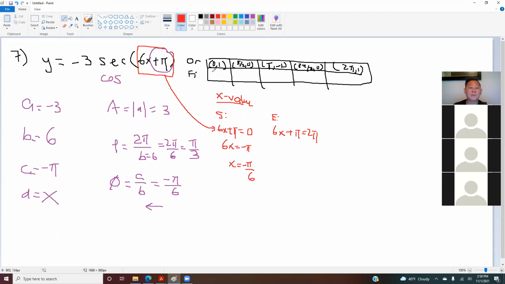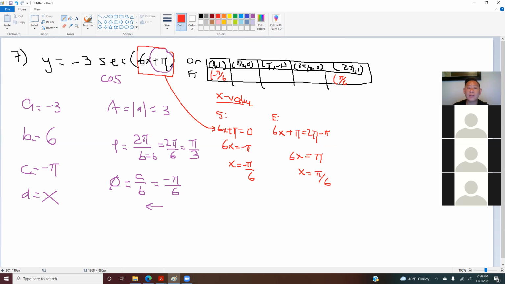Negative pi over 6. So that means you start at negative pi over 6, and then you subtract pi here. So in this case, 6x is pi. 2 pi take away pi is pi, and then divide by 6. So x in this case is pi over 6. So that means it ends at pi over 6. It starts at negative pi over 6 and ends at pi over 6.